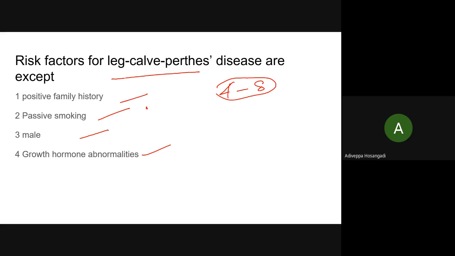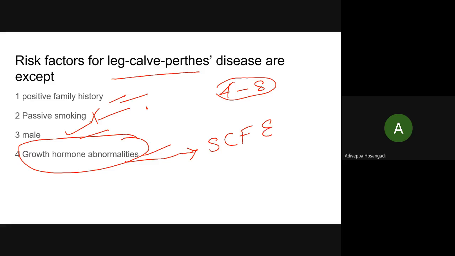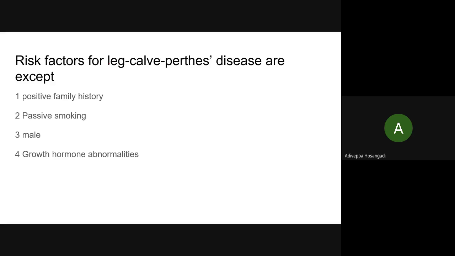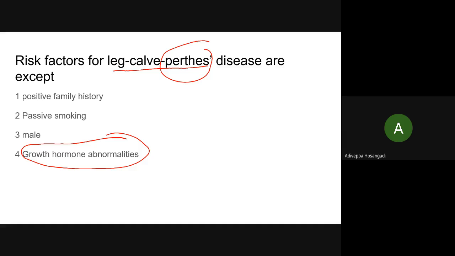Okay. So you rule out one by one. Passive smoking, unlikely. Male children, yes. Growth hormone abnormal, positive family history. The answer is growth hormone abnormalities. Please remember, growth hormone abnormalities is relevant in slipped capital femoral epiphysis, which I'll come to later. Here, the answer for the risk factors for Legg-Calvé-Perthes, or only Perthes, is that all are risk factors except growth hormone abnormalities. Please remember this.